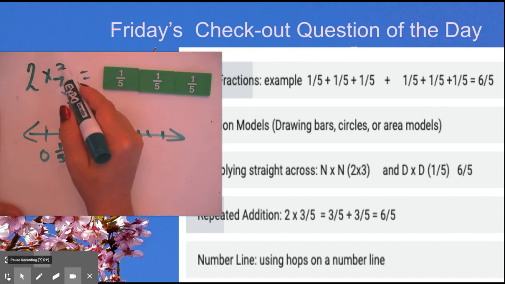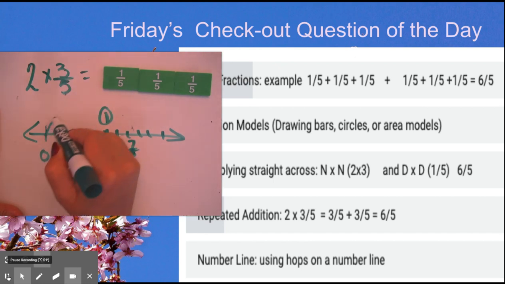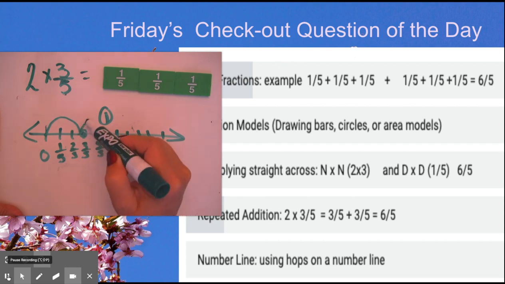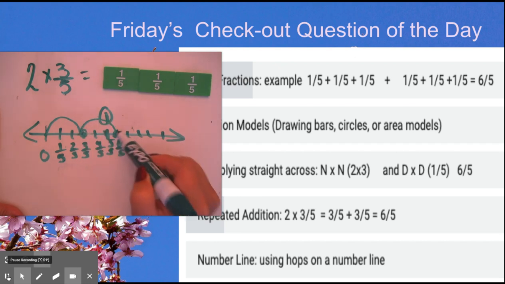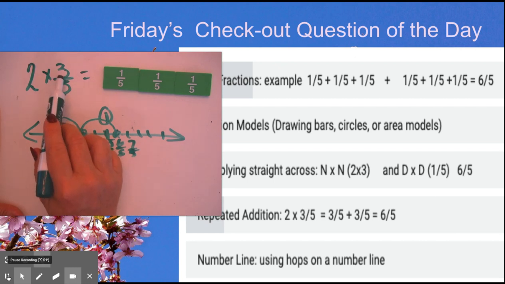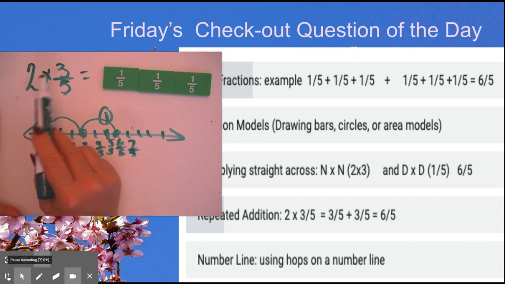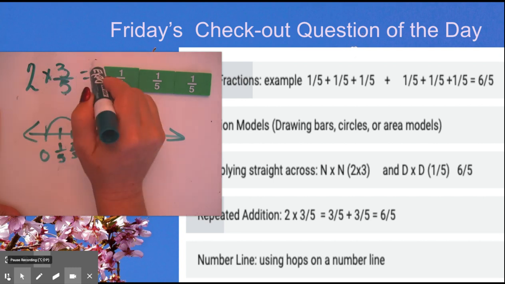And then you're going to hop on your 3s. There's my first hop. And then hop on my next 3. There's my second hop because 3 plus 3 is 6. So just saying 3 2 times, there's my 2 times. 3 2 times equals 6/5.